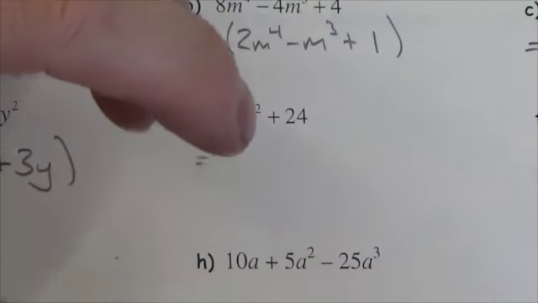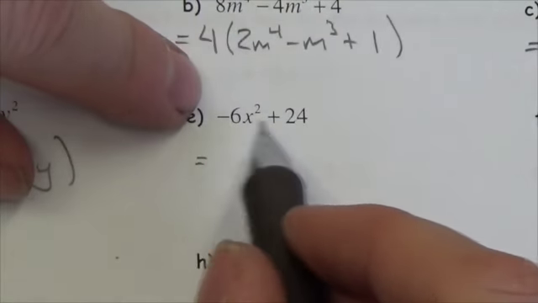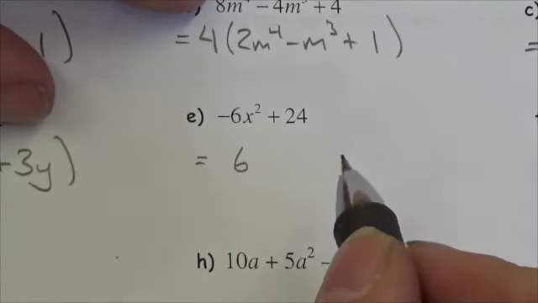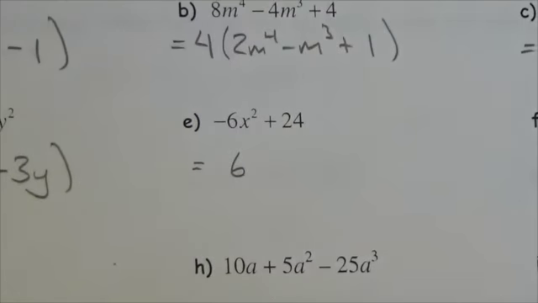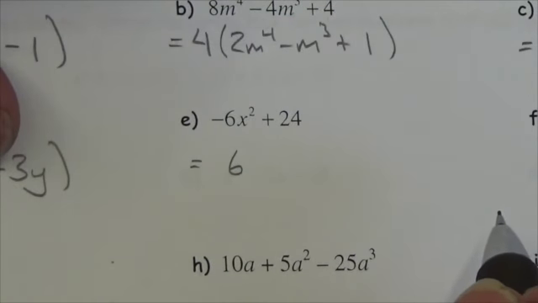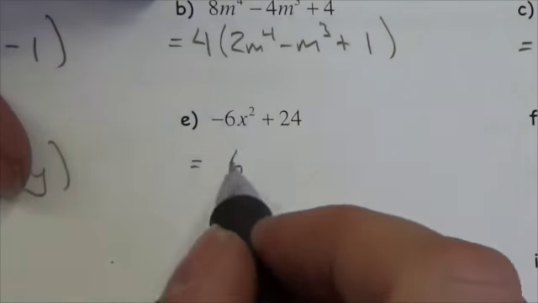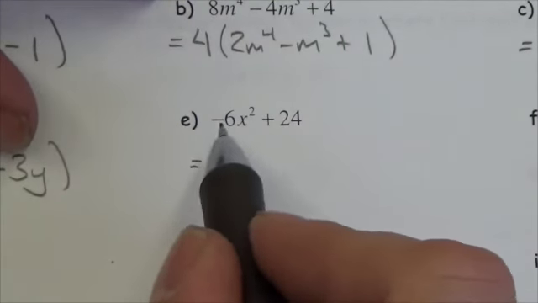Now, between the 6 and the 24, I think we can agree that there's a common factor of 6 there. Now the question is, do you take out a negative 6 or not? And the answer is, you know what, it looks better if you can take the negative away from that.